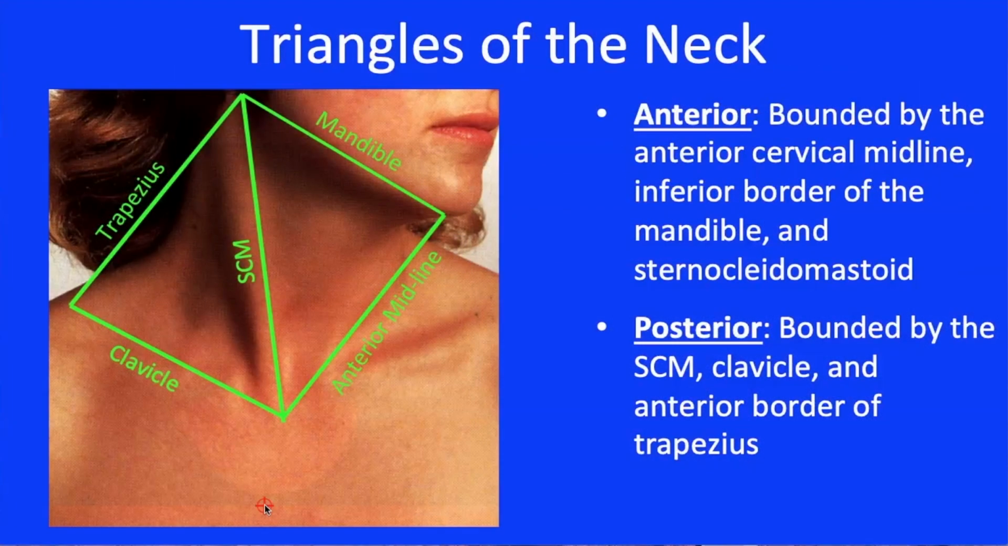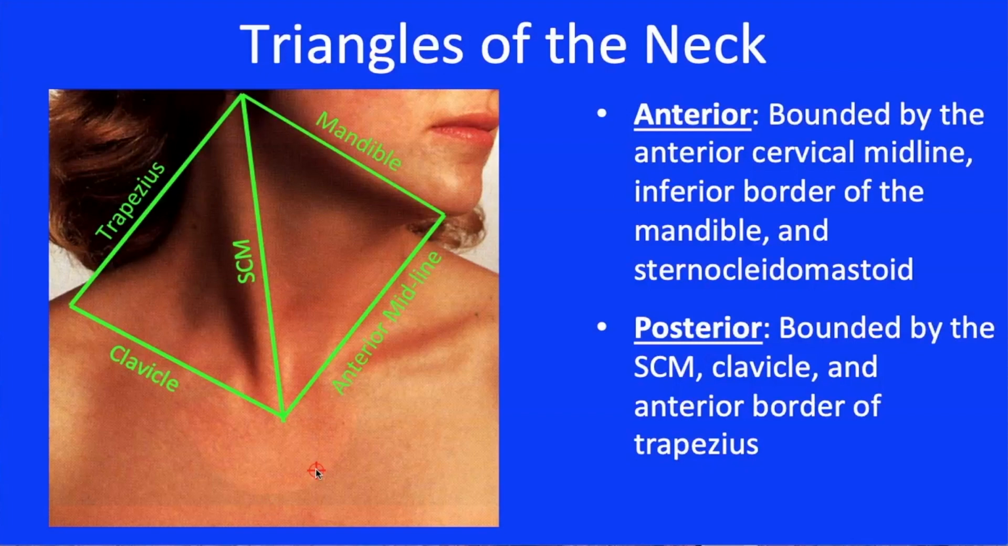We now move to discuss the triangles of the neck. Anatomists have long broken down the neck into triangles to try and compartmentalize the information of all the structures found in the neck into more manageable bits of information. I will do this now.